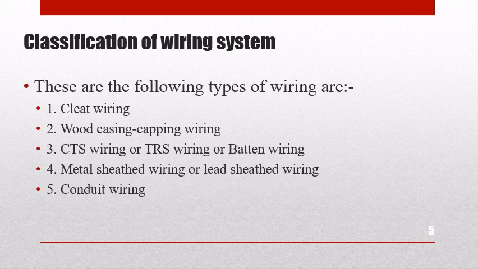So next is about the classification of the wiring systems. These are the following types of wiring: the cleat wirings, then wooden casing and capping wirings, then CTS wirings or TRS wirings or the batten wirings, then metal sheathed wirings or the lead sheathed wirings, and the conduit wirings.